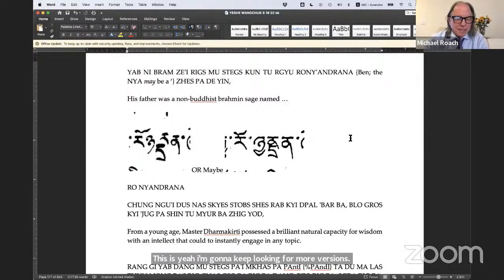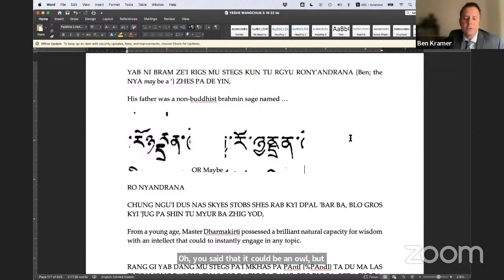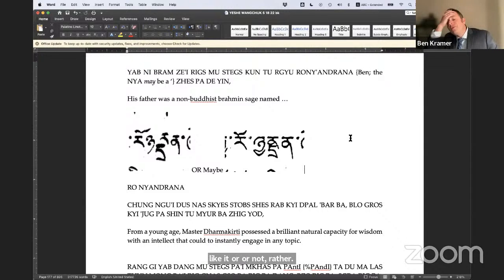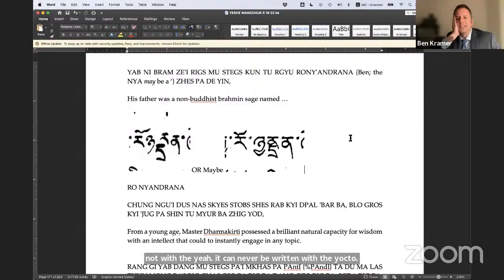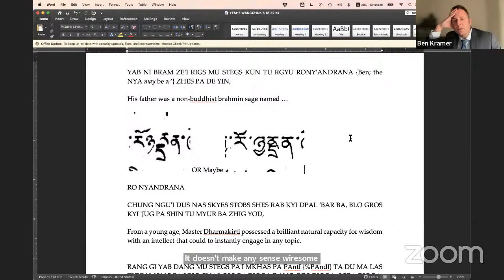What did I try to warn you about as far as the nya? You said that it could be an owl, but it doesn't look like it. Nya can be the Elysian character in Sanskrit. Fascinating, but not with a yatak. In fact, ya can never be written with the yatak. It doesn't make any sense unless it was a Y or something. Right, that's what I was thinking. Could it be the nya, the palatal nasal?